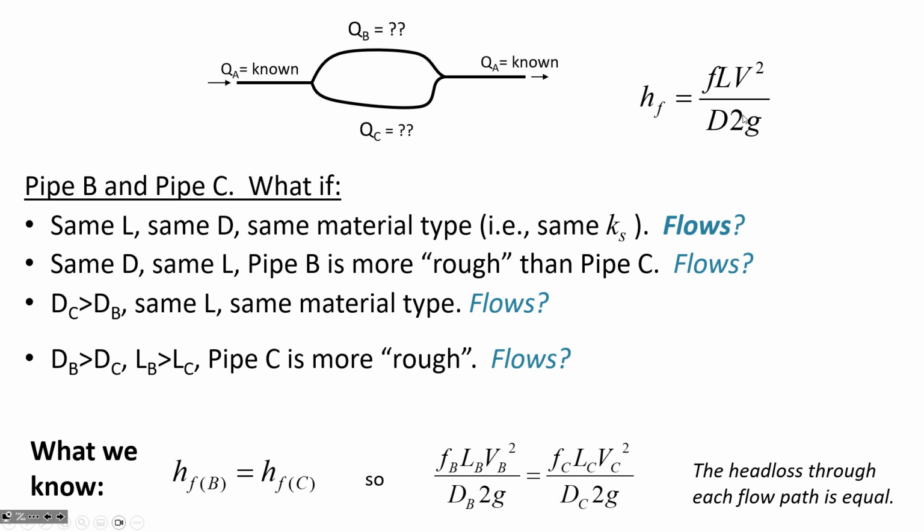What if we wanted to write that equation in terms of Q instead of in terms of velocity? Well, then it is f L Q squared divided by D 2g A squared. Because V equals Q divided by area, and so V squared is equal to Q squared divided by A squared. Sometimes we're going to write the Darcy-Weisbach equation in terms of Q instead of in terms of V, because sometimes what we're trying to solve is the flow rate, rather than the velocity.